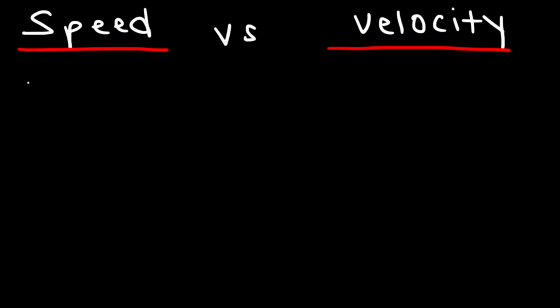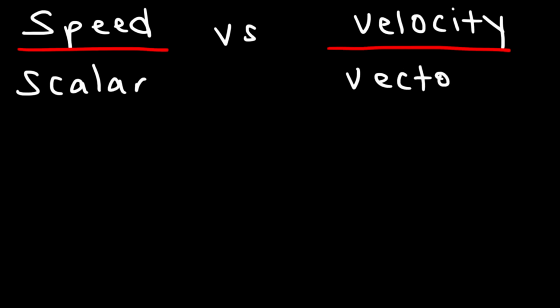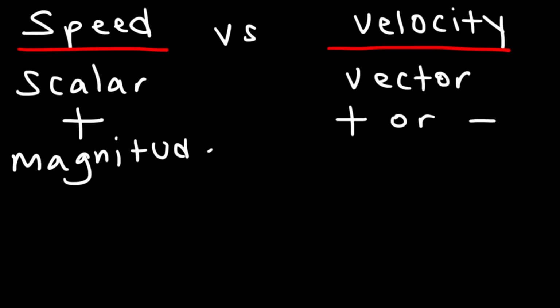Now let's talk about speed and velocity. What is the difference between these two quantities? Because they both describe how fast something is moving. But there's a difference between them. Speed is a scalar quantity and velocity is a vector quantity. Speed is always positive. Velocity can be positive or negative. Now recall that a scalar quantity only has magnitude, whereas a vector quantity has magnitude and direction.